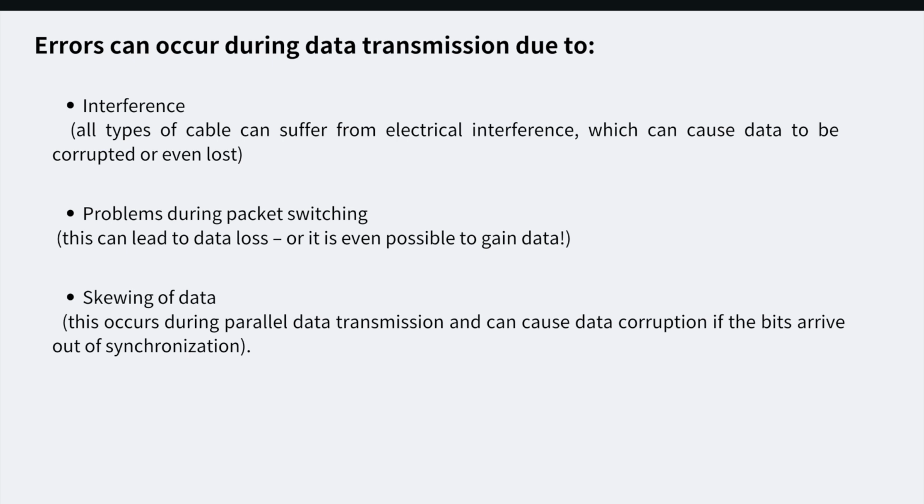The second reason is problems during packet switching, and packet switching can lead to data loss and even possibly to gain data. The last reason is skewing of data. This occurs during parallel data transmission and can cause data corruption if the bits arrive out of synchronization.